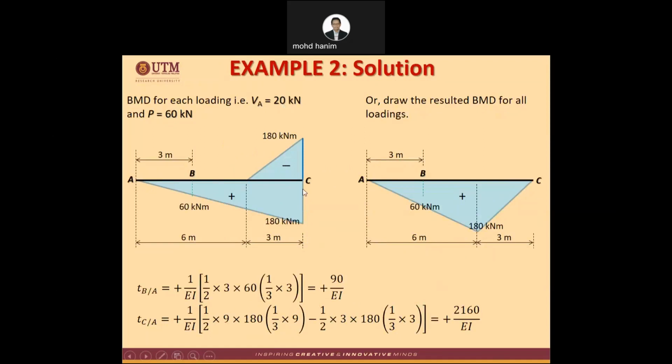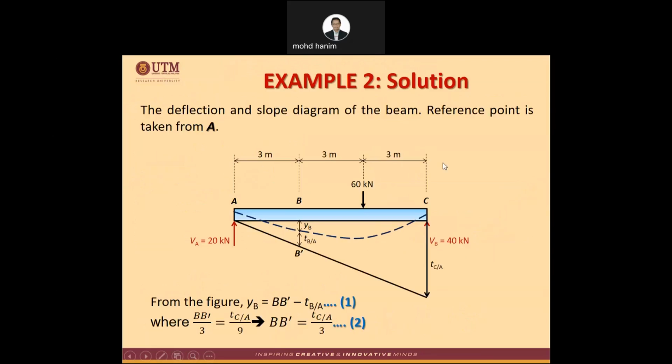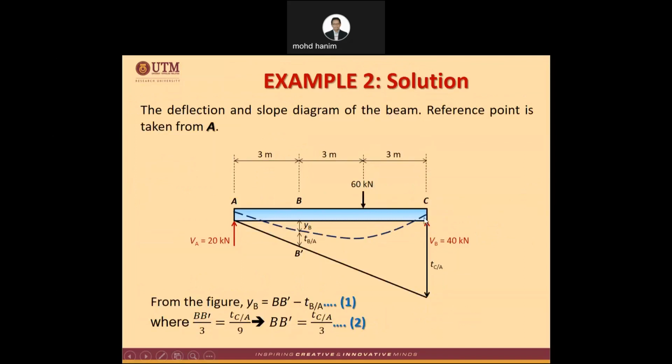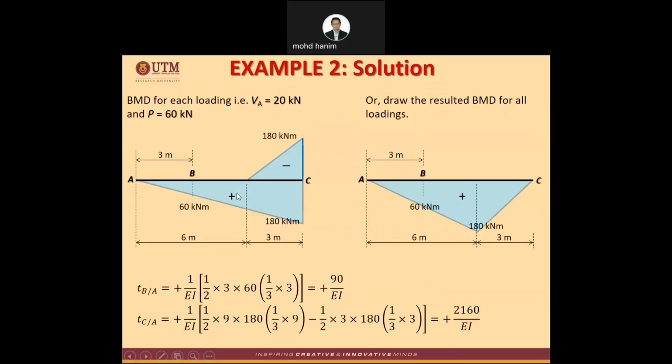If you are here, the moment area is due to the reaction and 60 kilonewton here. If you are here at C, why at C? Because we want to find TCA. If you are at C, the moment area is due to 20 kilonewton and 60 kilonewton. Therefore, that's why we use 2 areas.